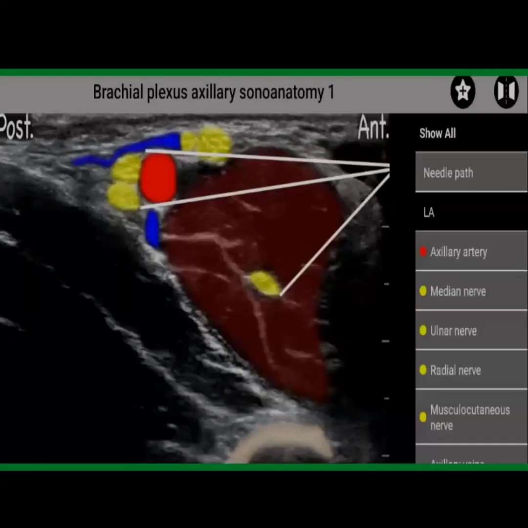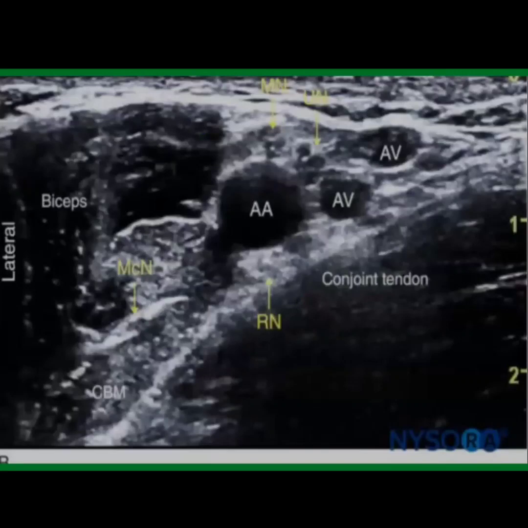Now coming to this figure. This figure is of the right hand, right axilla. You can see all the structures, the axillary artery, the veins, all on the medial side, and the musculocutaneous nerve on the lateral side. It is for the right limb. This sonography is of the right limb.